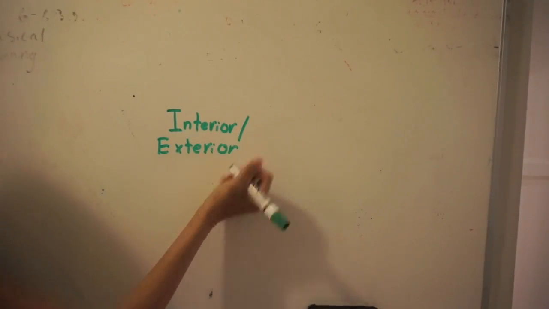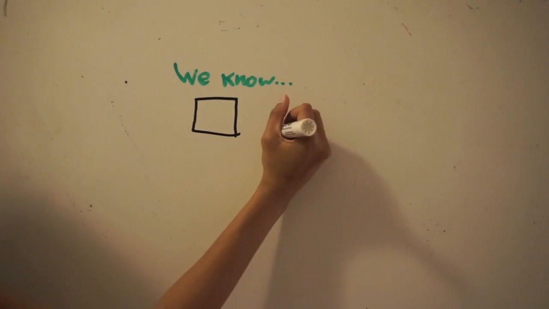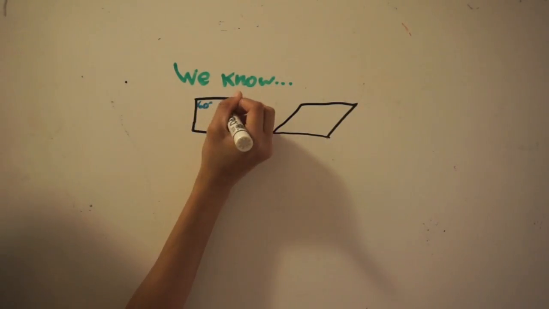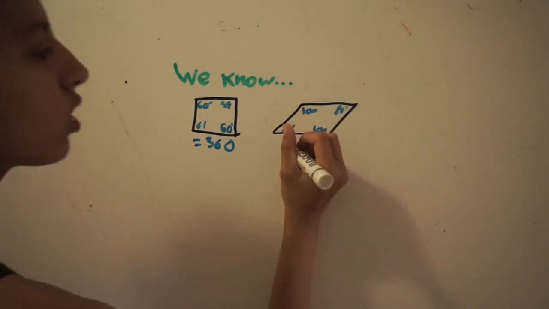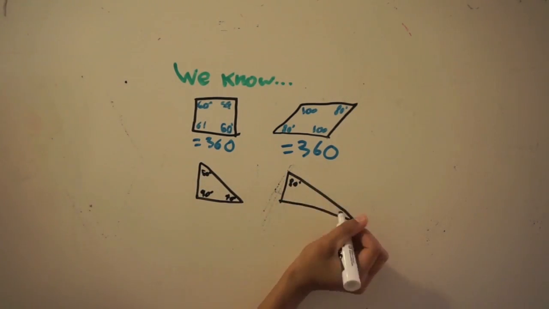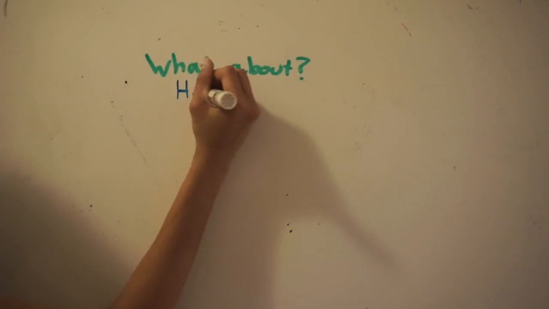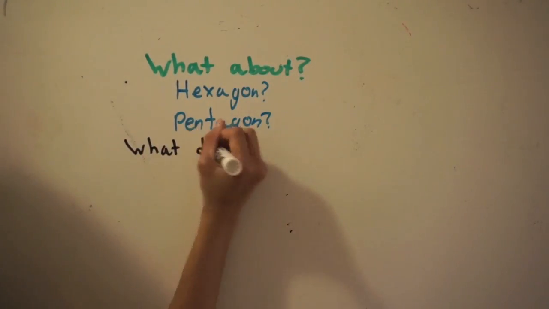I am now going to be presenting on interior and exterior angles. We know that a quadrilateral's total angle measure is always 360 degrees. We also know that all triangles' total angle measure is 180 degrees. My question is, what about a hexagon or a pentagon? What do their angles equal?